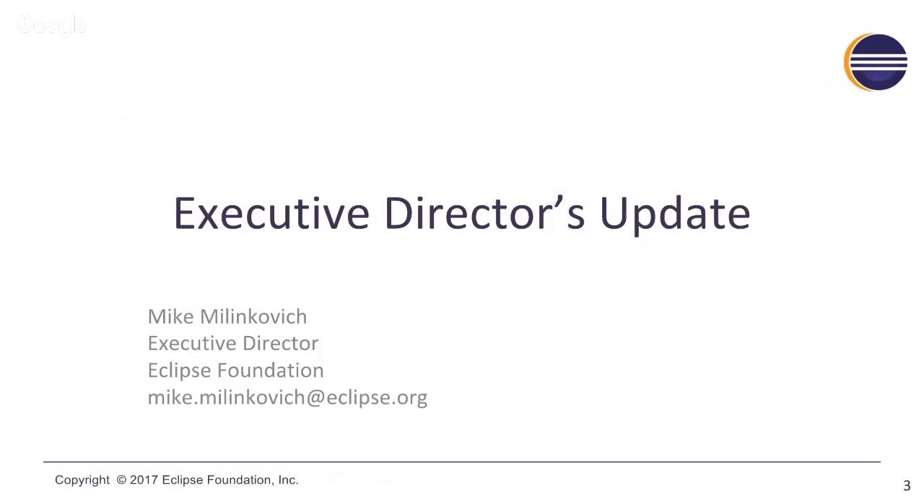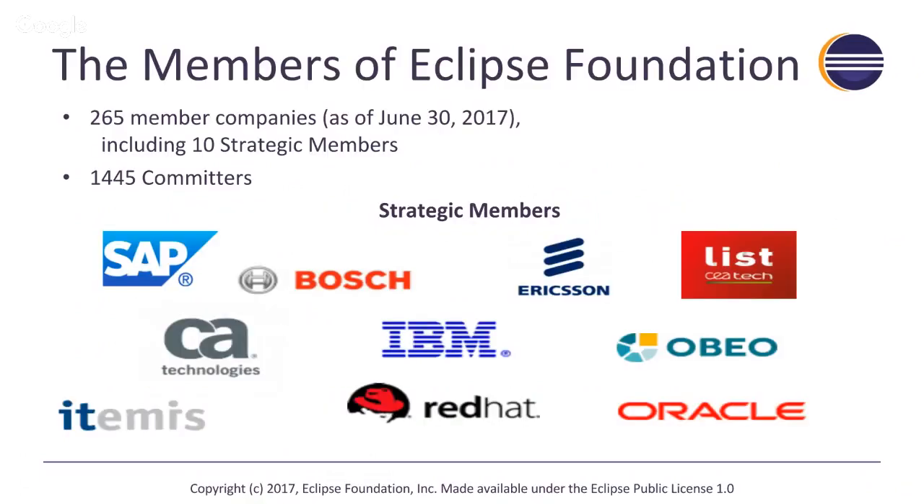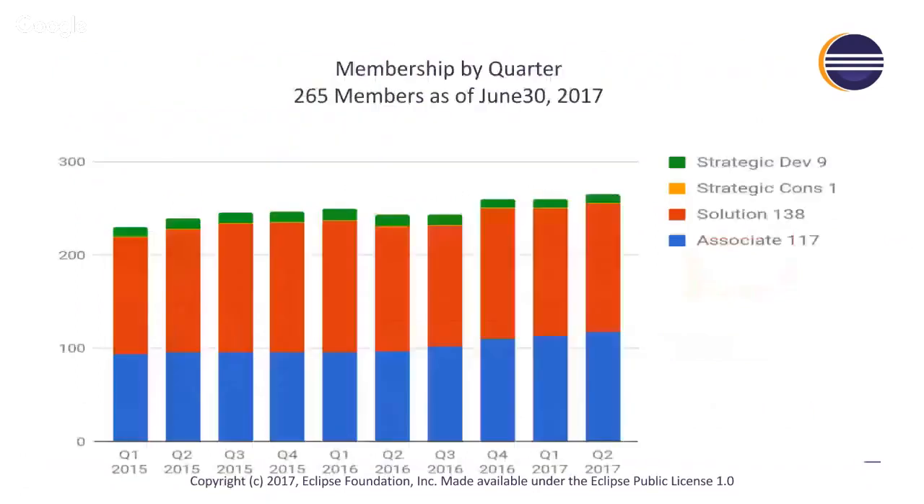All right, thank you very much. So to start, the Executive Director's update. First, an update on the members. As of June 30th, we're at 265 members, including 10 strategic members. One thing I'm particularly happy about is that we continue to see strong growth in the number of committers working on various Eclipse projects. We're well over 1,400 committers. And I know with all the project proposals that we have coming, that number is going to continue to go up. So that's good to see.